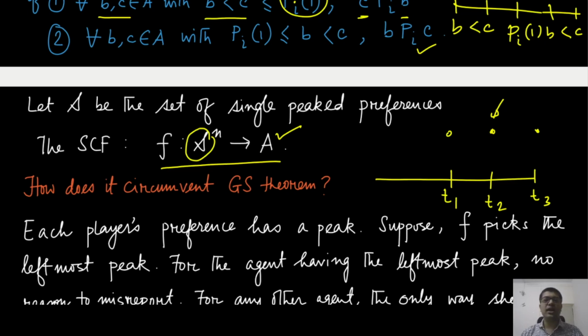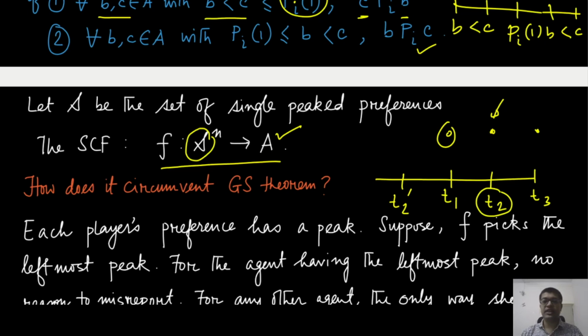Now let us look at why. This is clearly not a dictatorship, because once this peak changes, the outcome will also change. We are not always picking the same player's outcome. Let's say T2 is player 2's most preferred alternative, but if player 2 has an alternative, let's say T2 prime, which is smaller than T1, then T1 will be the outcome, because that is the new median here. So clearly it is not a dictatorial one.